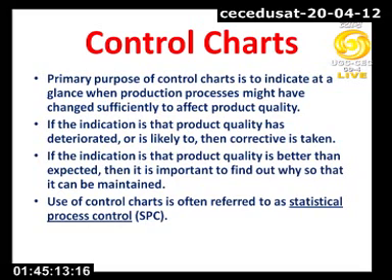If the indication is that the product quality has deteriorated or is likely to, then corrective action must be taken before it gets deteriorated or before it starts producing defective parts on a large scale. If the indication is that product quality is better than expected, then it is important to find out why so it can be maintained. Use of control charts is often referred to as statistical process control or statistical quality control.